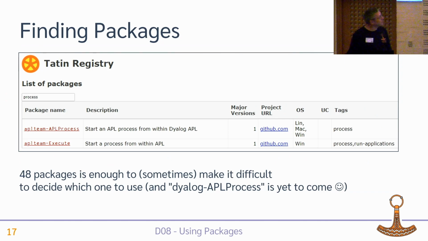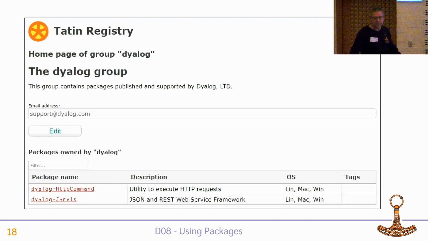If you want to run processes under program control, like Stig was doing earlier, there are already 2 APL team packages. And I think maybe my career will be saved by somebody making a Dyalog APL process package as well, to wrap the functionality we have for that. But even now, so then there'll be 3. There'll be an APL team APL process and a Dyalog APL process. And you choose.